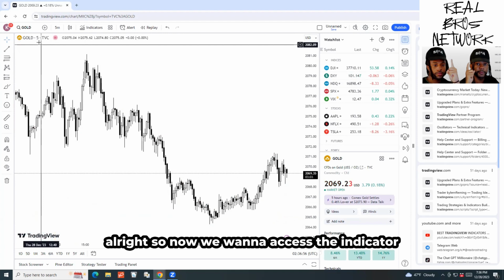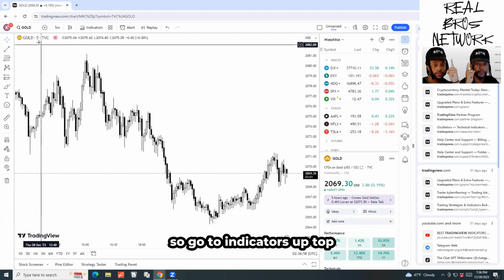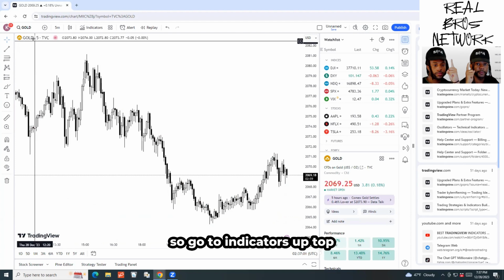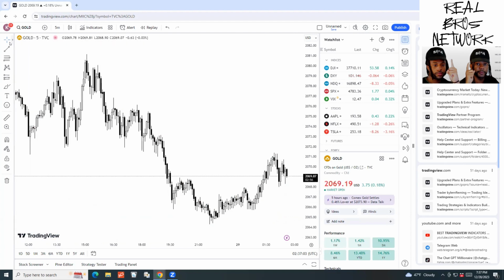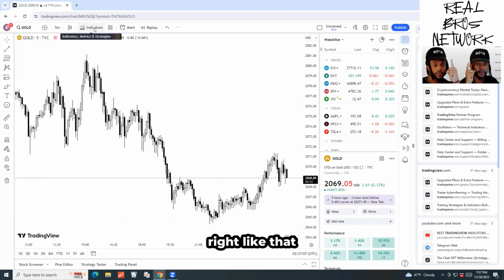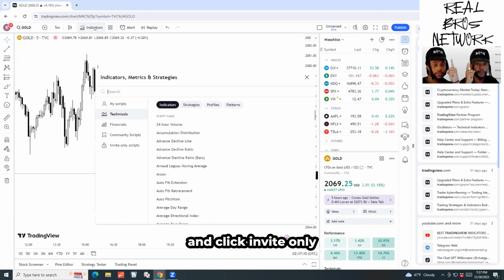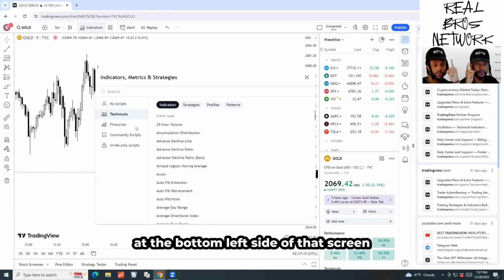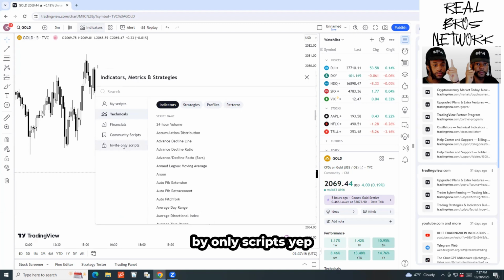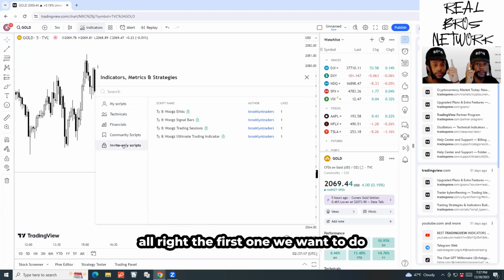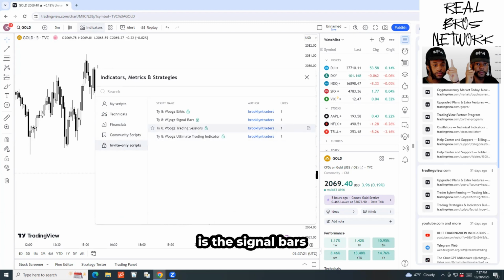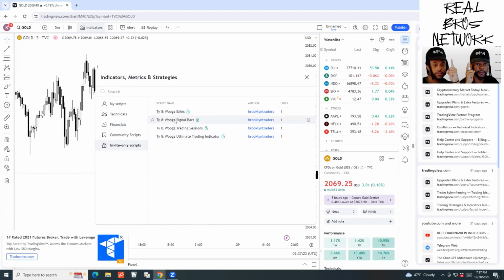All right. So now we want to access the indicators. So go to indicators up top. You gotta go up and to the right. Okay. Click that. And click invite only at the bottom left side of that screen. Invite only scripts. The first one we want to do is the signal bars. Click that.